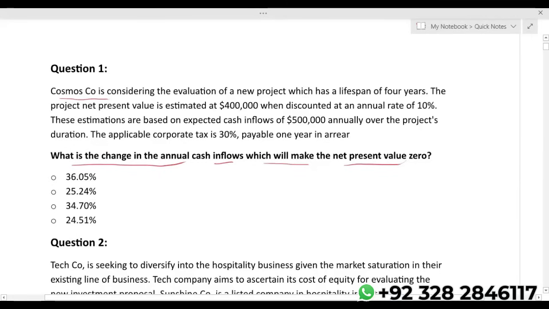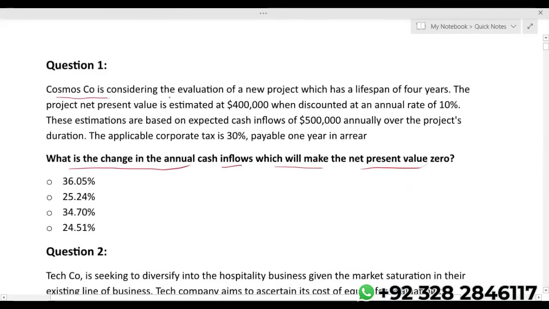Cosmos company is considering the evaluation of a new project which has a lifespan of 4 years. Important information: lifespan is 4 years. The NPV is estimated at 400,000, 4 lakh, when discounted at an annual rate of 10%, cost of capital is 10%. These estimates are based on expected cash inflows of 500,000 annually over the project's duration.